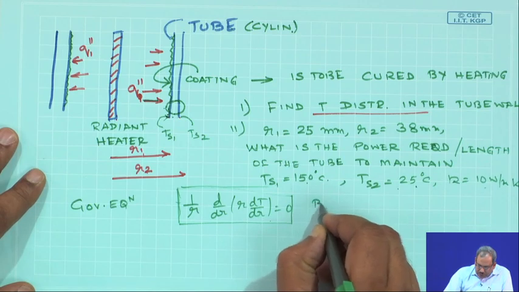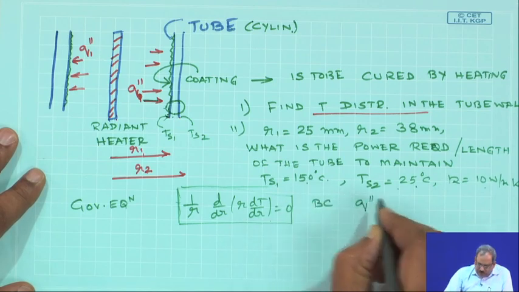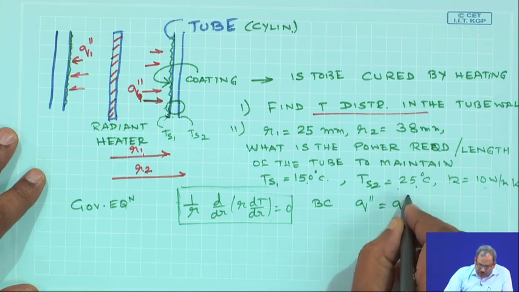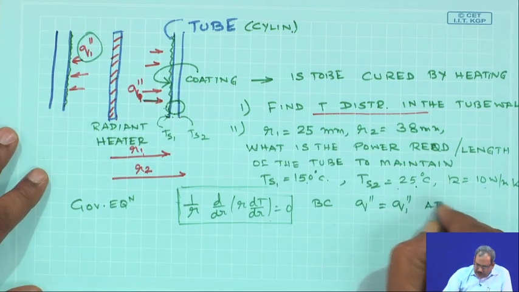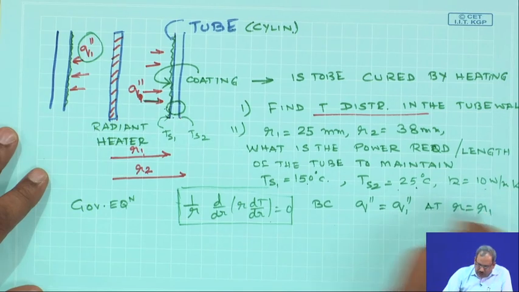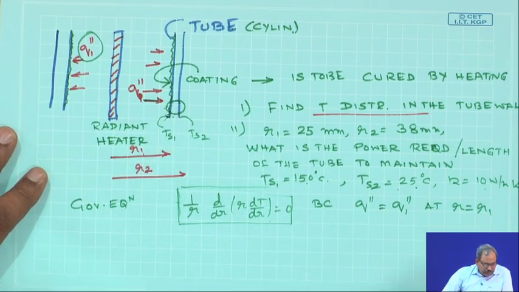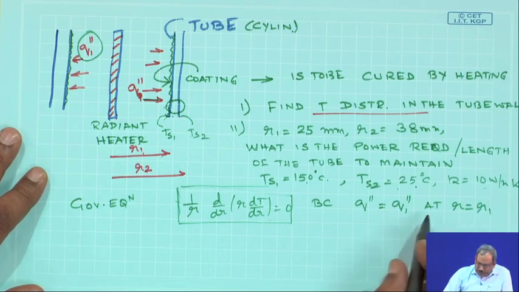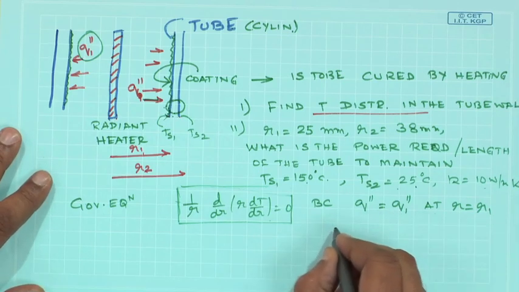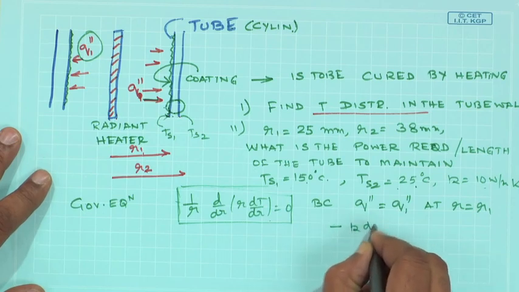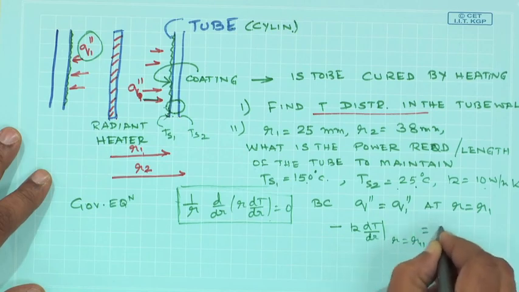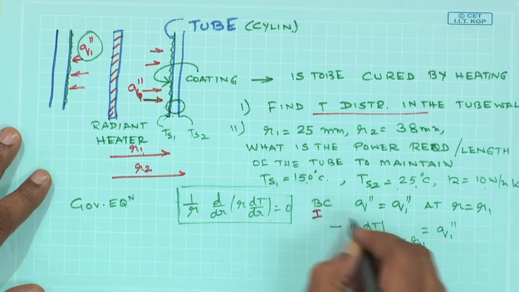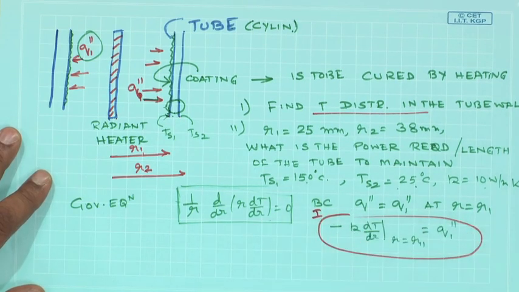So, what are my boundary conditions? The heat flux q double prime is equal to q1 double prime, which is the known one, at small r equals R1, which is at this location. This can then be expressed as minus k dT/dr at r equals R1 is q1 double prime. This is your boundary condition 1.